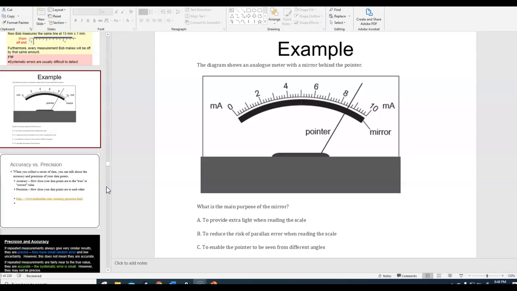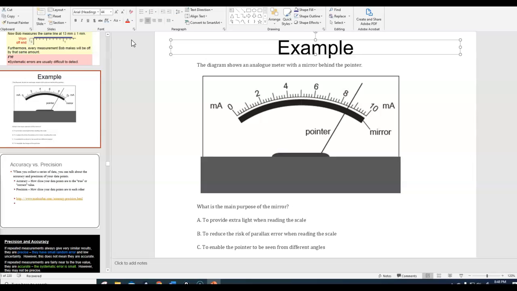Okay, so at the end of the last video, we talked about the difference between random error and systematic error. So take a look at this question. This is from an IB exam question from the past couple years. It says the diagram shows an analog meter. Notice the British spelling of analog, by the way. An analog meter with a mirror behind the pointer. What is the main purpose of the mirror?